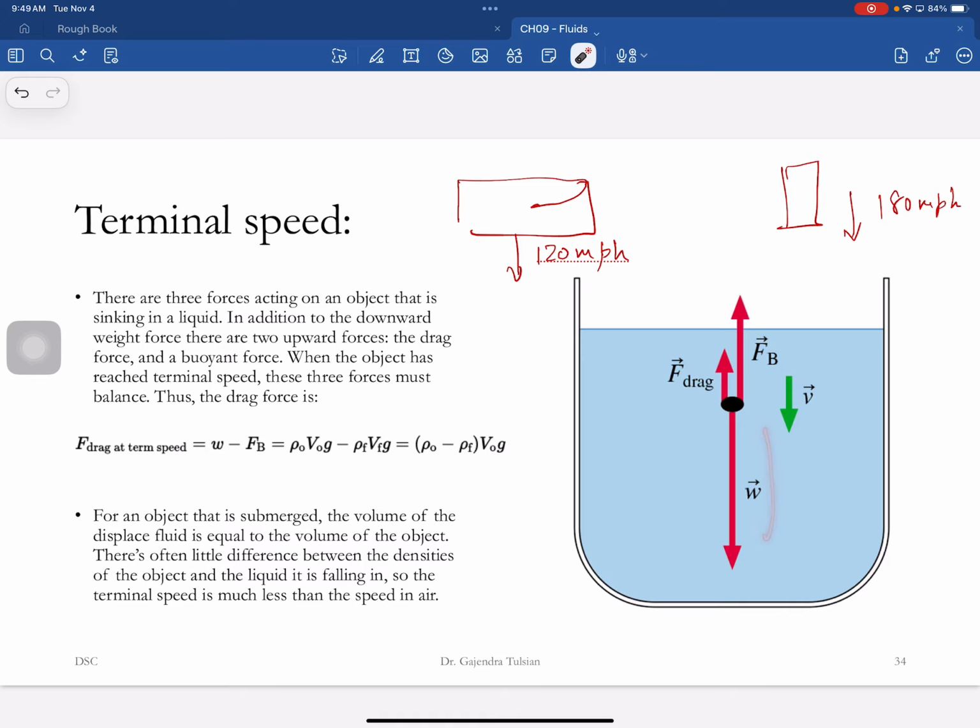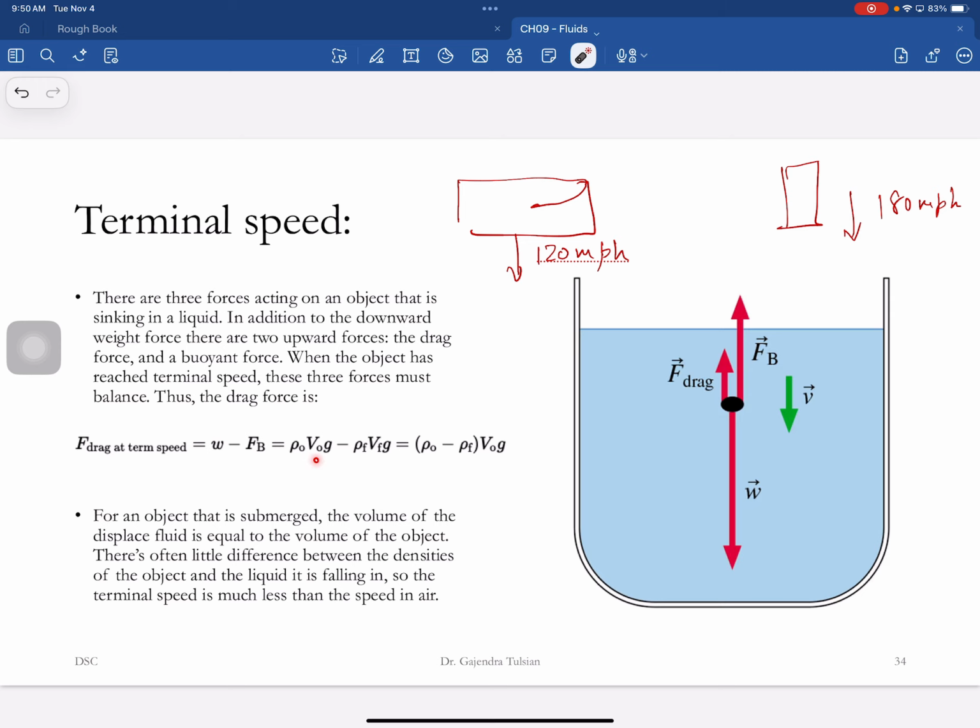When you first start off, your weight is greater than your buoyant force, and so you're accelerating downwards, and this force starts getting larger, and eventually these two equal that. So you reach terminal velocity. At terminal speed, the drag force is equal to weight minus the buoyant force. This plus this is equal to that, so this force is equal to this minus that. So your drag force at terminal speed is your weight minus the buoyant force.